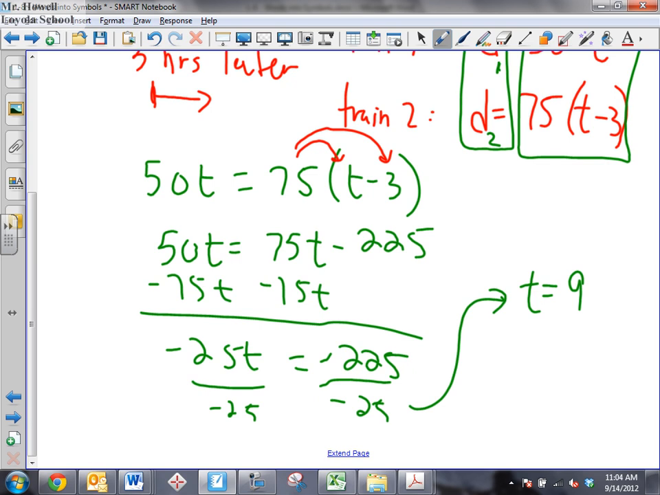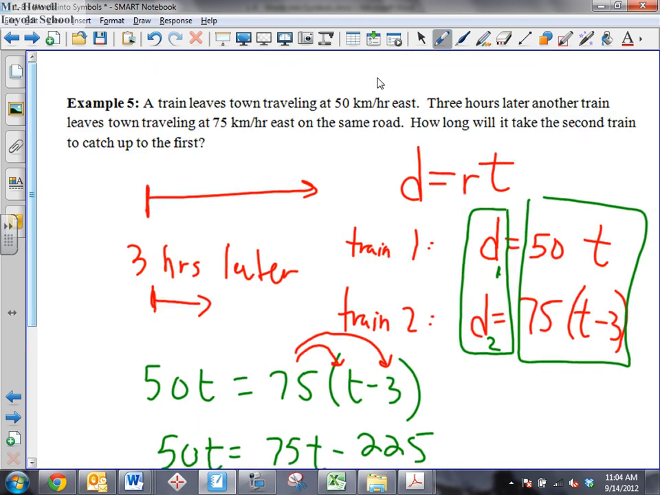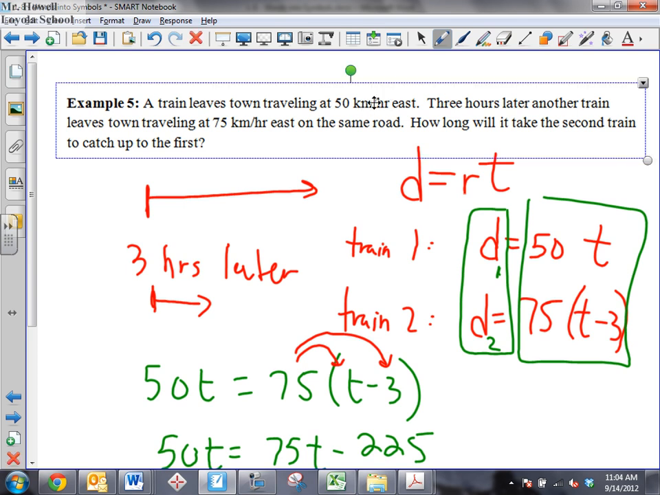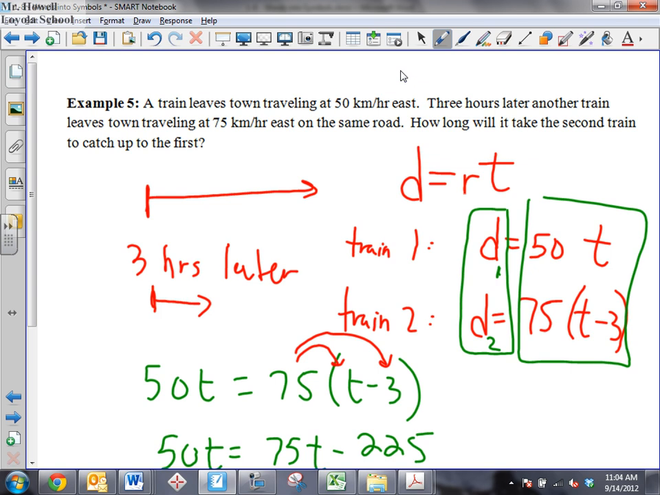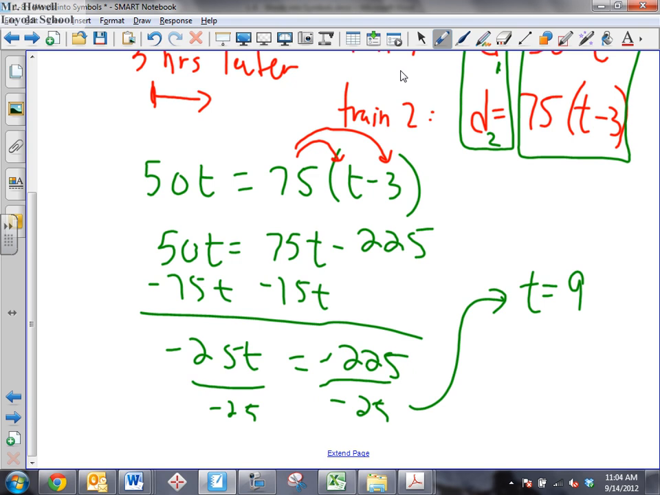Remember, what are our units? We go back and look at the original problem to check our units. In this kind of problem, we're talking about time, and time was given in hours. How do I know that? Because my rate was given in kilometers per hour. Kilometers per hour indicates that my unit of time will be hours. So let's put the units of hours.